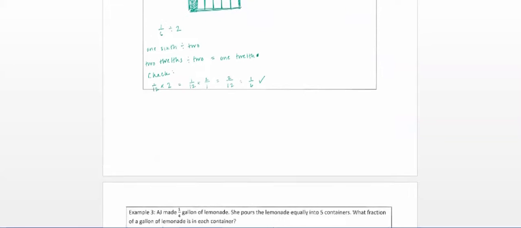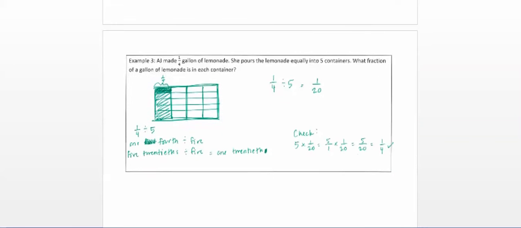Next one. This again goes into that word problem context. AJ made 1/4 of a gallon of lemonade. She pours the lemonade equally into 5 containers. What fraction of a gallon of lemonade is in each container? So start by modeling the 1/4 of a gallon. So 1 whole, we split into 4ths, we shade in 1/4 and we label 1/4. That's how much lemonade she had in all.